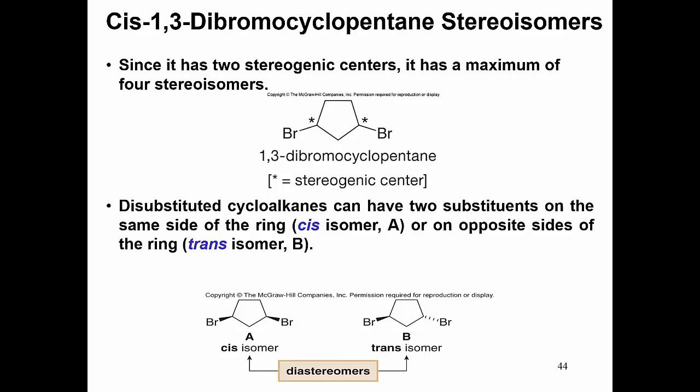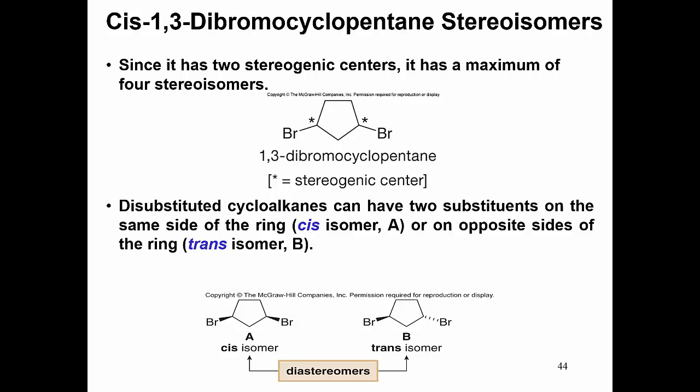However, it looks like we have a mirror plane until we draw in the stereo projections, that is the wedges and dashes. Okay, and what we can see is A and B are non-mirror images. They're isomers in cis and trans. And cis and trans relationships are typically going to be describing diastereomers. Okay, when you're talking about cis and trans isomers, typically those will be classified as diastereomers.